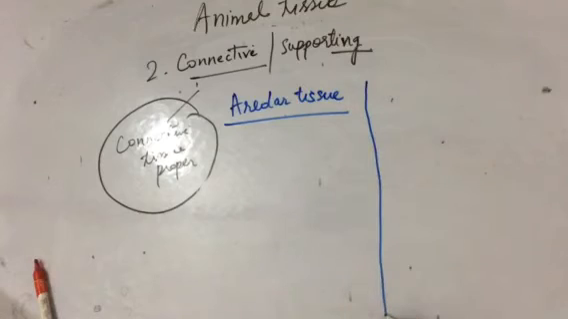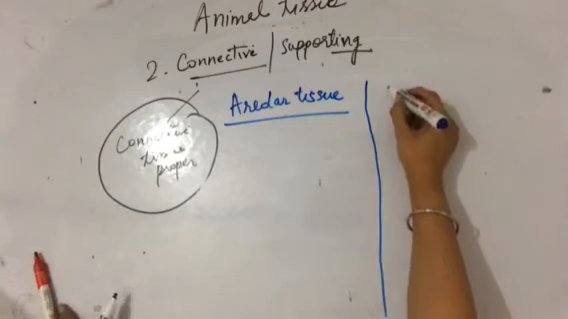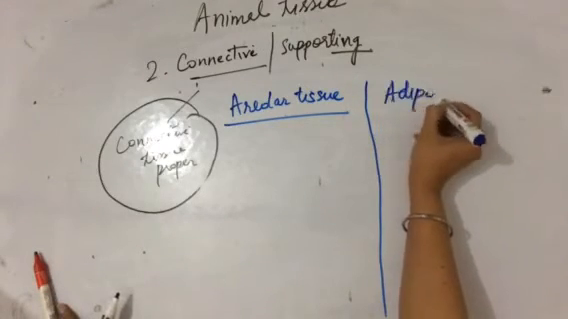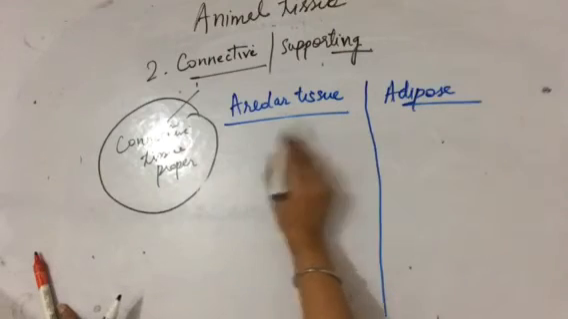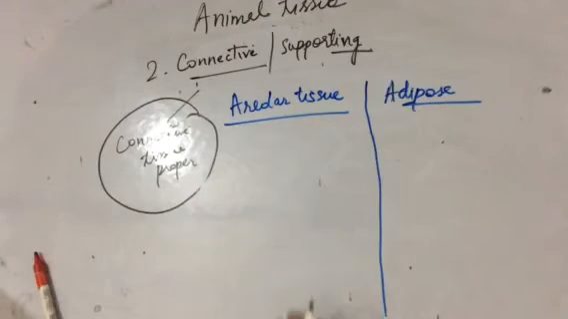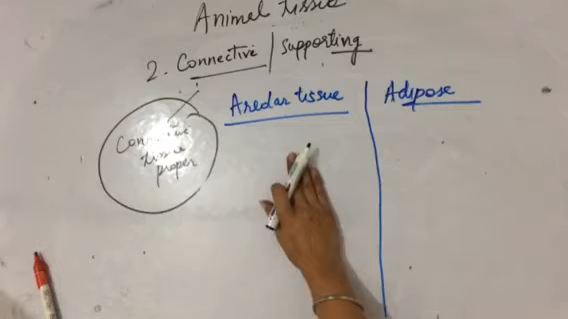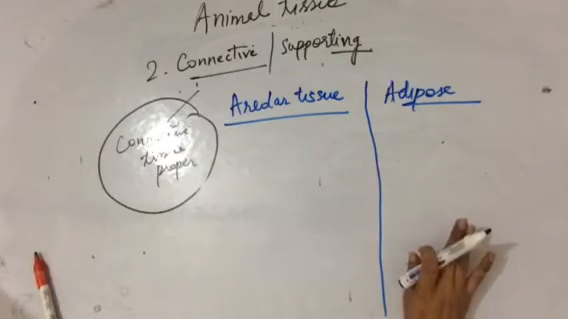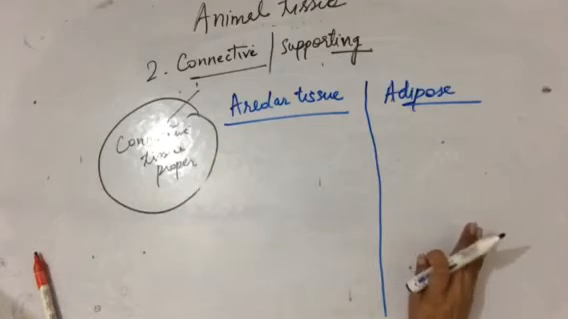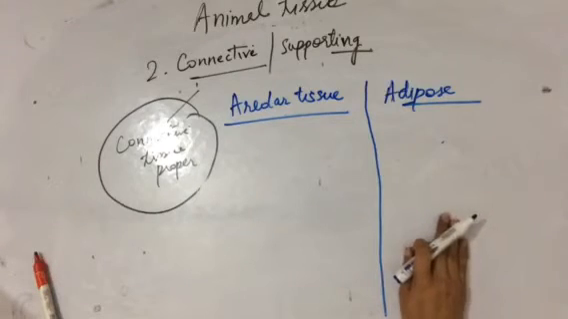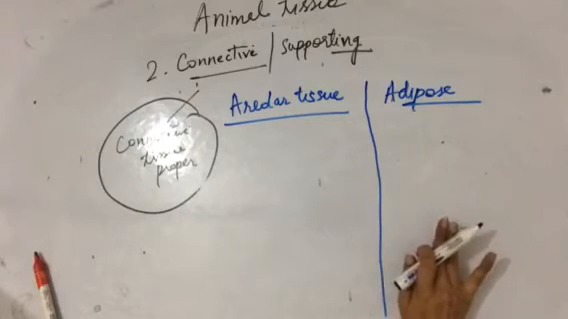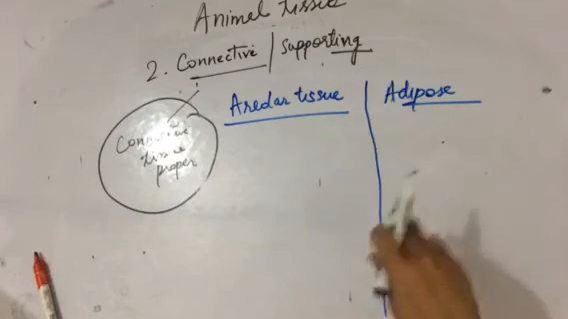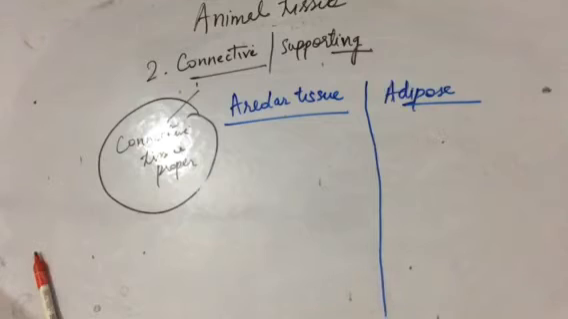Number 2 is adipose tissue. Adipose, areolar and adipose. So areolar tissue, I am doing it like this because a lot of times this question has been asked in the examinations to differentiate between areolar and adipose tissue. So we'll discuss it like this only, in the form of differentiation.